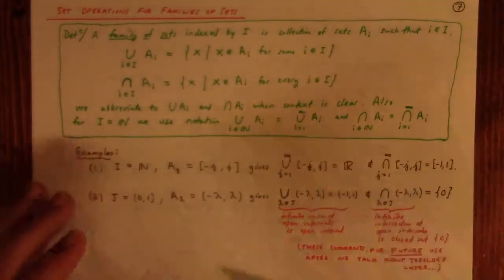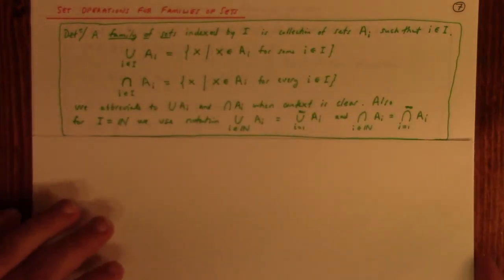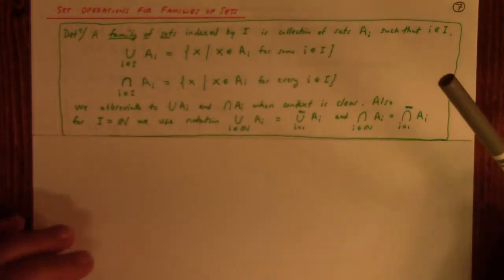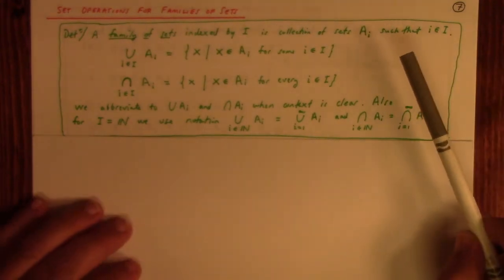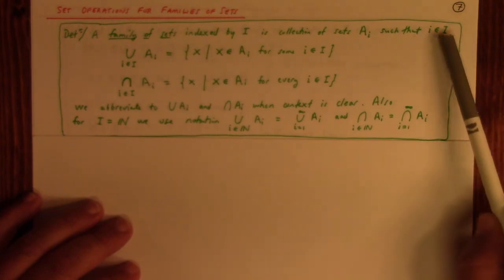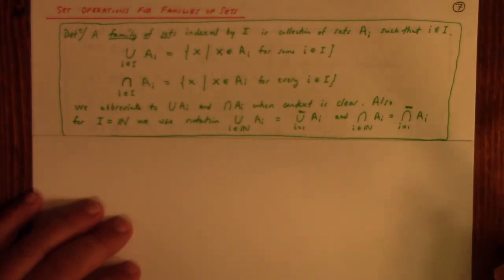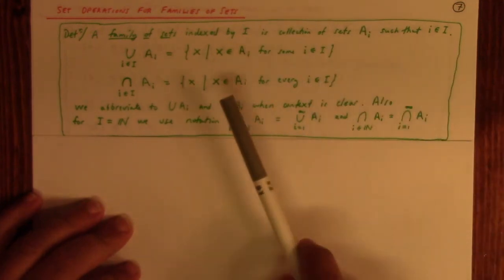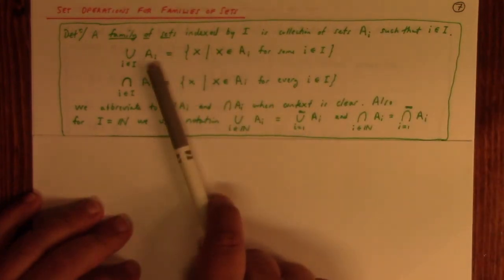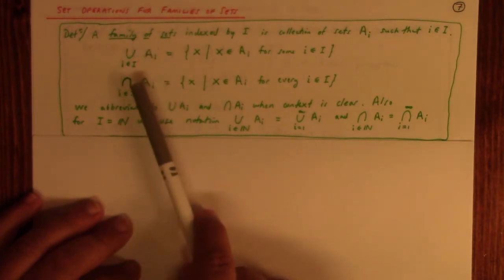Set operations for families of sets. So a family of sets is like a collection of sets, and we have some label on them called an index. In this case, I'm using I for the index. Big I is the index set, little i is the index. Anyway, in such a situation, we can talk about the union over the index set, or the intersection over the index set, like this.